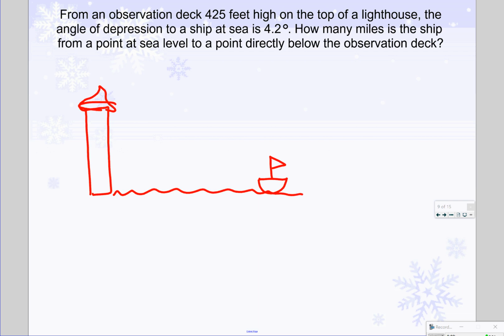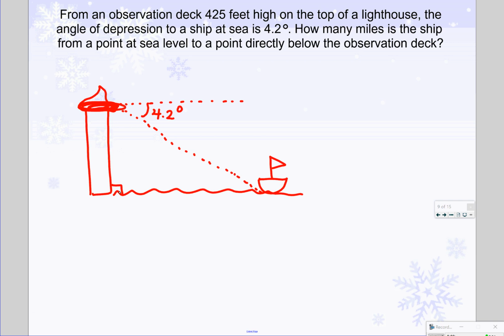At the top of the lighthouse, the observation deck, maybe like here, somebody is looking down at that boat and forming an angle of depression. Now, a common mistake is that the angle of depression will be labeled inside the triangle that's pictured here. You need to remember that angle of depression is formed by a horizontal. So imagine you're the person at the top of that lighthouse looking out straight across and looking down. That's our 4.2 degrees. We're also going to assume that anything sticking out of the ground forms a right angle with the ground. So there's a right angle.